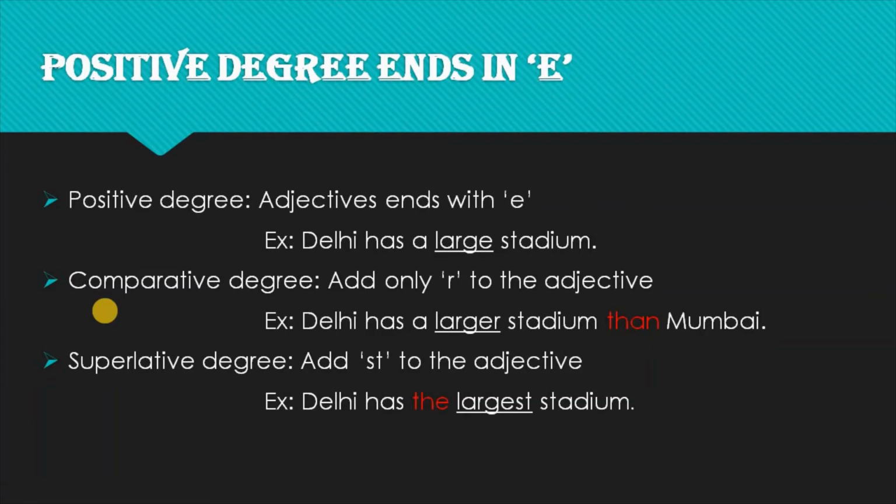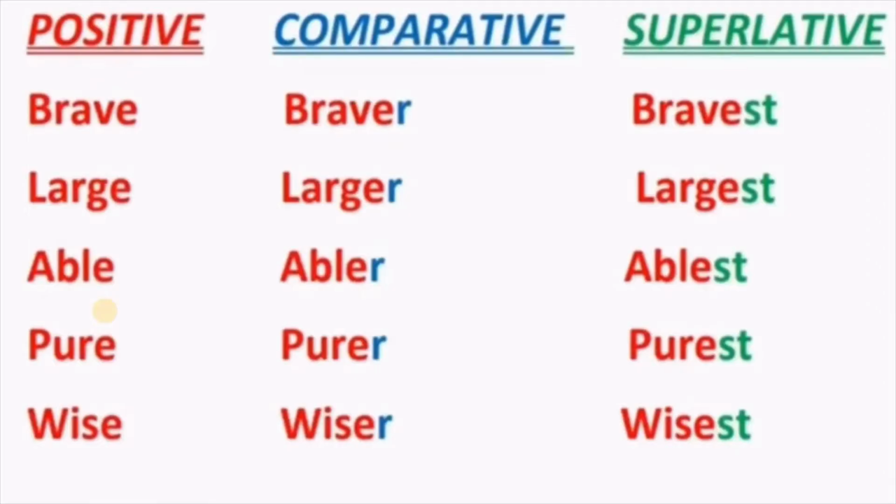Now let us see the chart ending in E. Brave, braver, bravest. Large, larger, largest. Able, abler, ablest. Pure, purer, purest. Wise, wiser, wisest. Here the positive degree ends in E, so we are adding only R to form comparative degree and ST to the superlative degree.